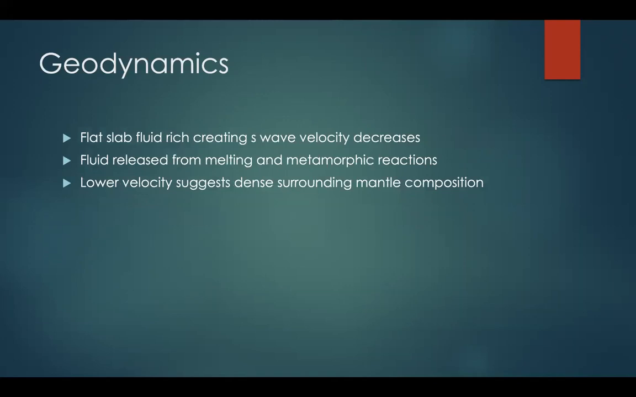Another feature of the flat slab is its fluid-rich composition. As the slab subducts, fluids are released through metamorphic reactions, which lead to considerable S-wave velocity reductions of around 10 to 20% less than normal slabs. These low velocities also suggest that the surrounding mantle would be composed of dense materials such as eclogite.